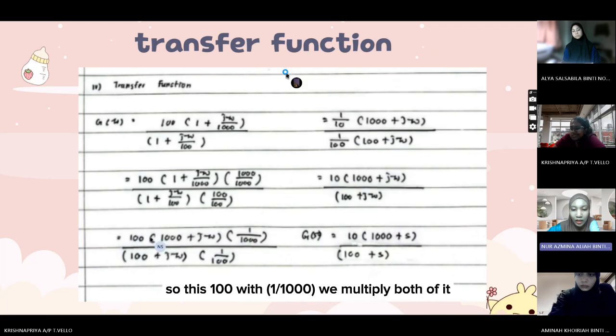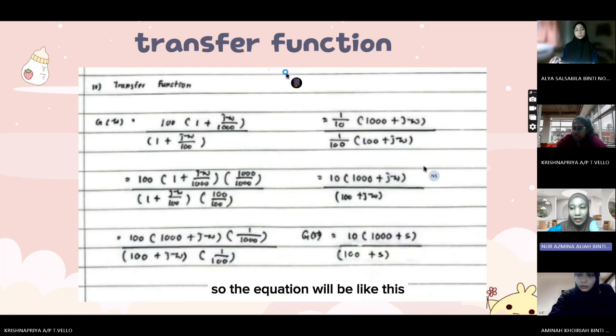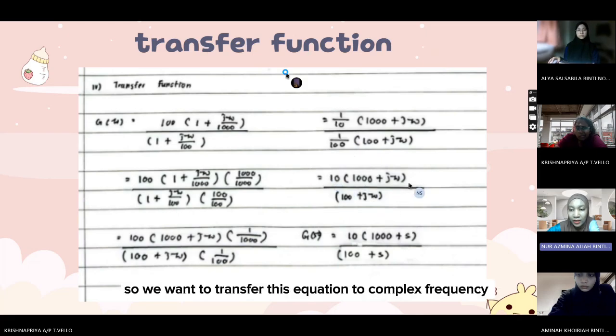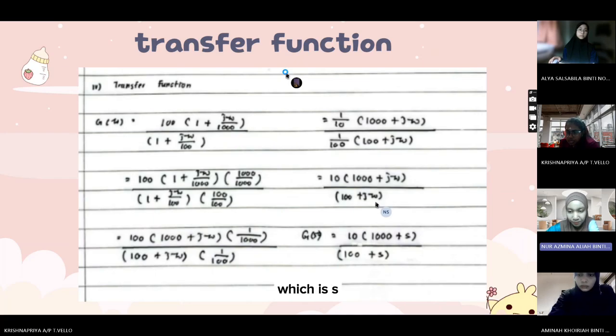So this 100 and 1 over 1000, we multiply both of it, so we will get 1 over 10. So we keep over 100. So the equation will be like this. After that, 1 over 10 divided by 1 over 100, so we will get 10. So we want to transfer this equation to complex frequency, which is S. So the last equation will be like this: 10 multiplied with 1000 plus S over 100 plus S.